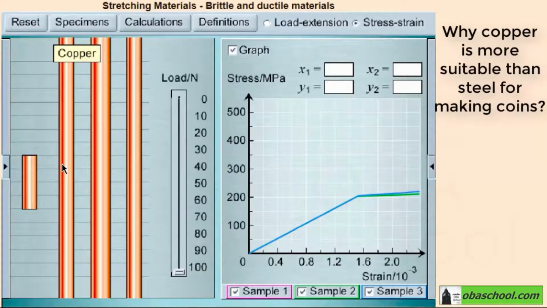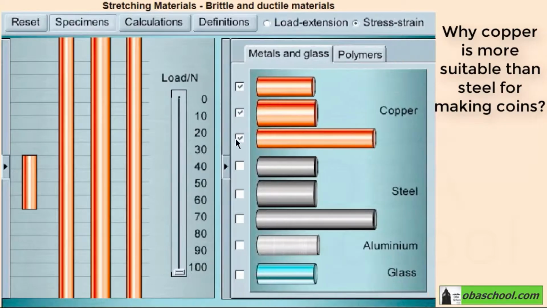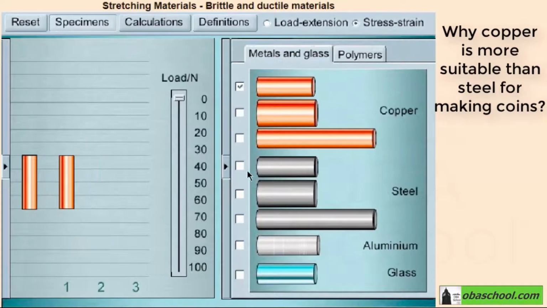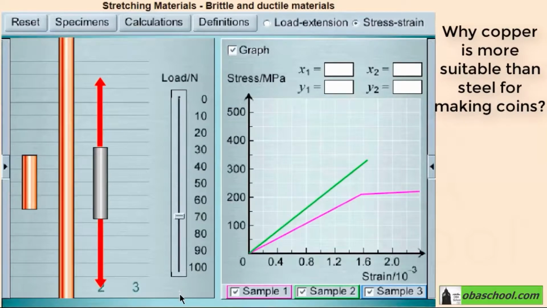Why is copper more suitable than steel for making coins? We will stretch copper and steel specimens. So why is copper more suitable than steel for making coins?